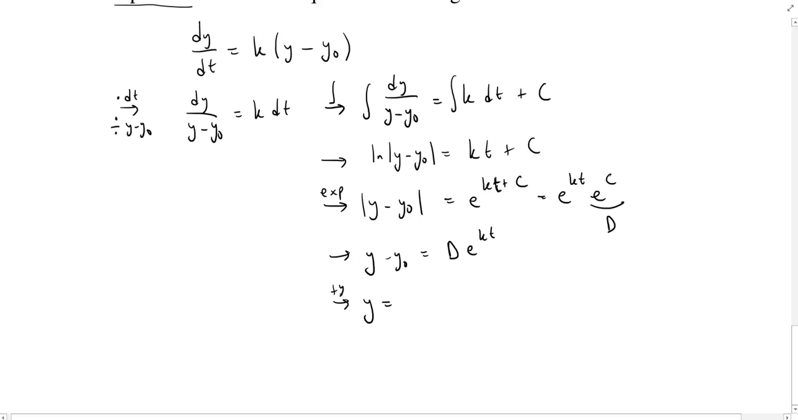So this will add y naught, and we'll have y equals y naught plus d e to the kt. And so we found a general solution. Again, we could check it by taking the derivative with respect to t, and if we did, we'd find we'd get k times y minus y naught.